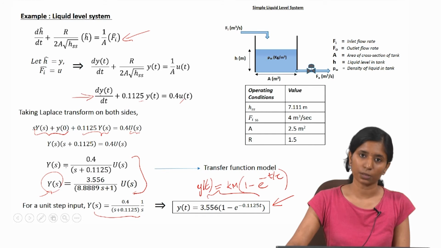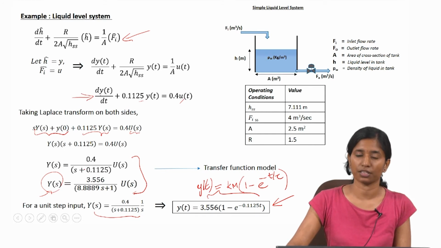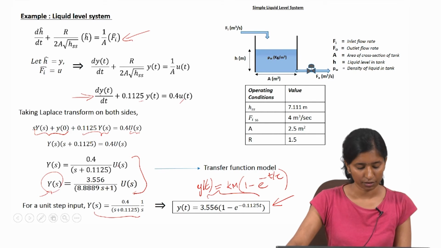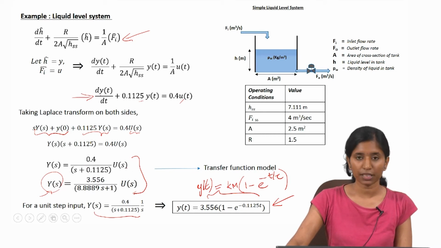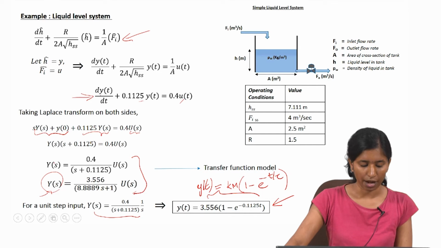And not only that, this is independent of the initial condition, because we derived this using deviation variables. So the dependency on initial condition is already not there, and if we have an expression like this, we do not need to sit and derive all the Laplace transform, take the inverse Laplace transform and so on. Whatever the input, we can simply plug it into this transfer function model and find the response. This makes our job very easy.